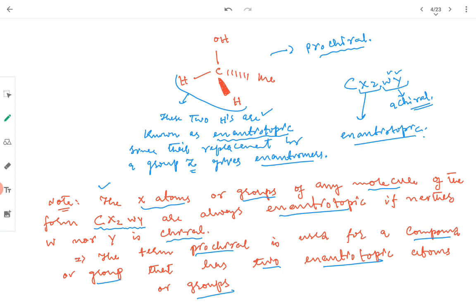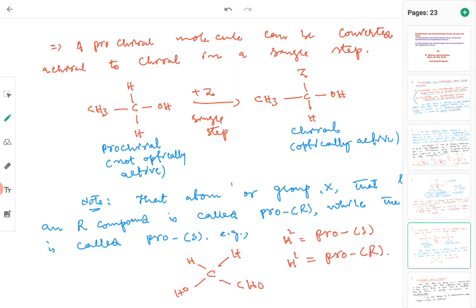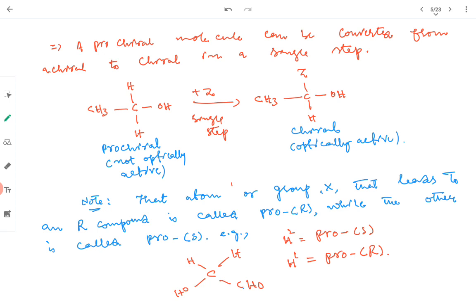So ethanol is a prochiral molecule. Why? Because it has two enantiotopic hydrogens. So we'll call ethanol a prochiral molecule. A prochiral molecule can be converted from achiral to chiral in a single step. This thing I have already told you. So this is the ethanol molecule. In a single step, we can easily convert it into an optically active, chiral molecule. This is a prochiral molecule. Remember, a prochiral molecule is optically inactive, not optically active.